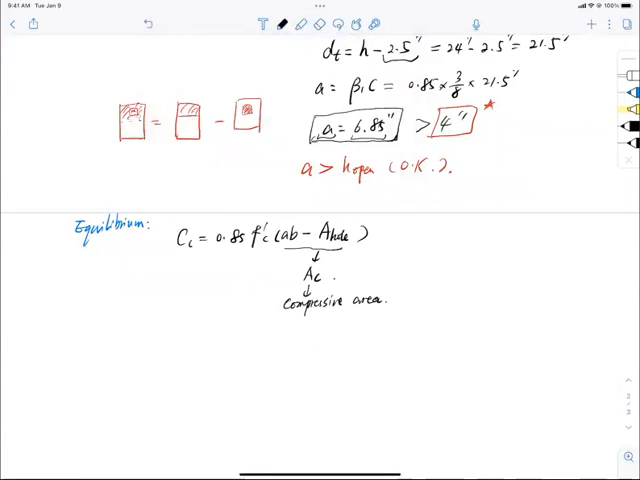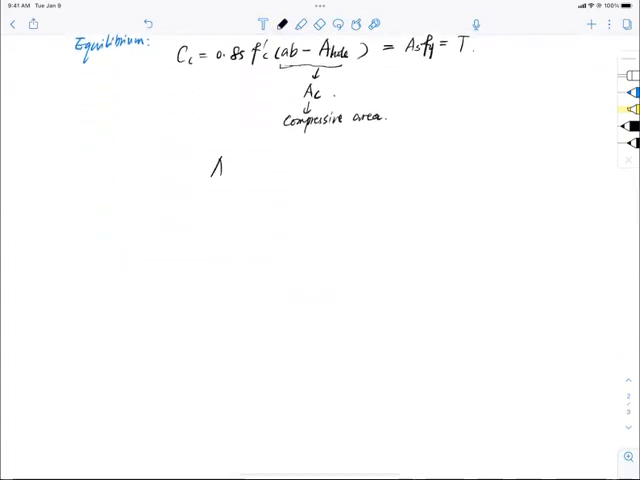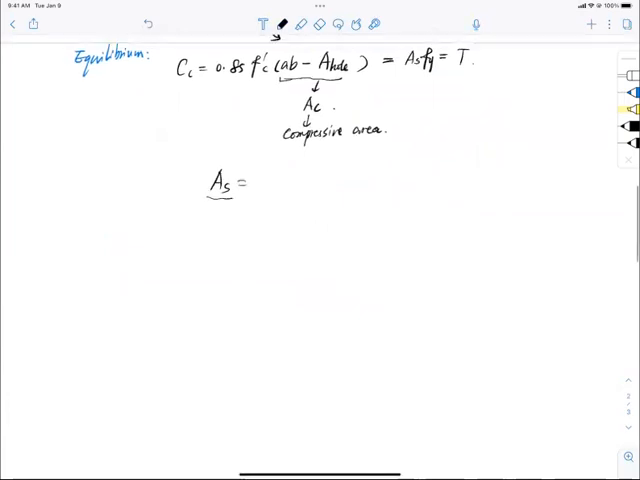With that, this is the total compression now, because I can do the subtraction, because A is bigger than the height of the opening. That equals AsFy, which equals the total tension force. So I can now determine my area of steel, which should equal 0.85 f'c multiplied by AC divided by Fy.